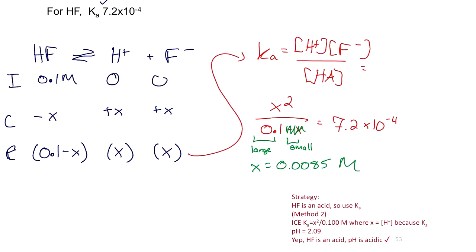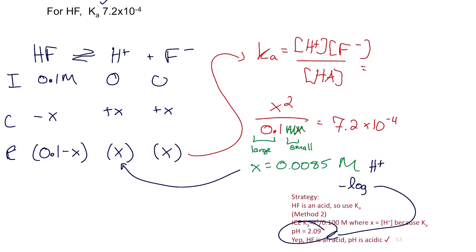So we calculated x. How is x related to our answer? X is the concentration of what? H plus, yes. How do we know that? Either from the ICE table or understanding you used Ka. Ka always has H plus as a product. So to get the pH, we just take the negative log of that number, and we get a pH of 2.09.